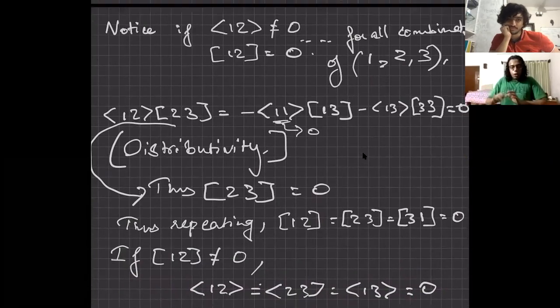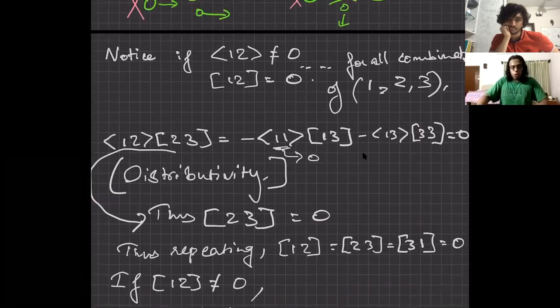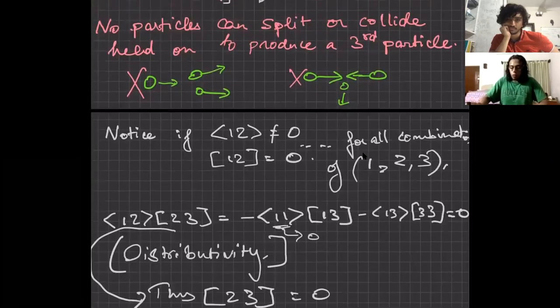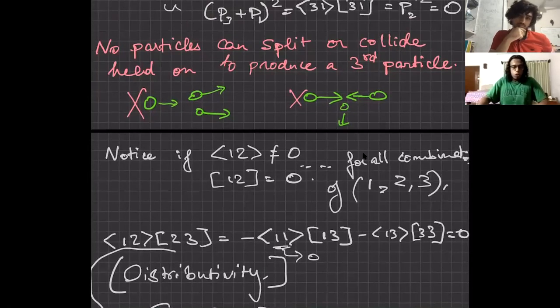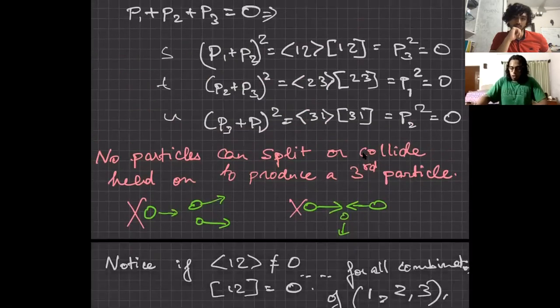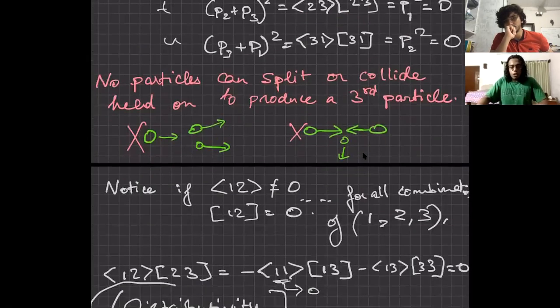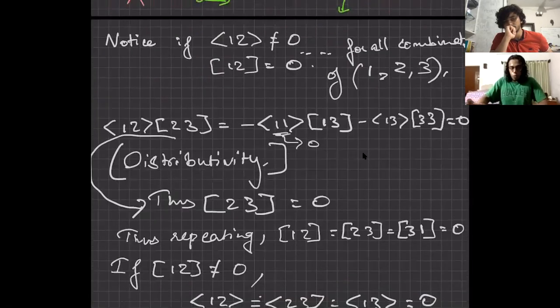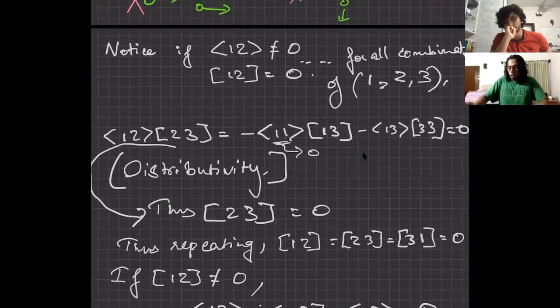Anyway, if you just try to compute the angle brackets, suppose the angle brackets of 1, 2 are not 0, then your square brackets have to be 0 for all combinations, right? So if you say 1, 2 is not 0, then all the square brackets here have to be 0. You can use the distributive property to show that everything is actually 0. Either all the square brackets or all the angle brackets are 0.